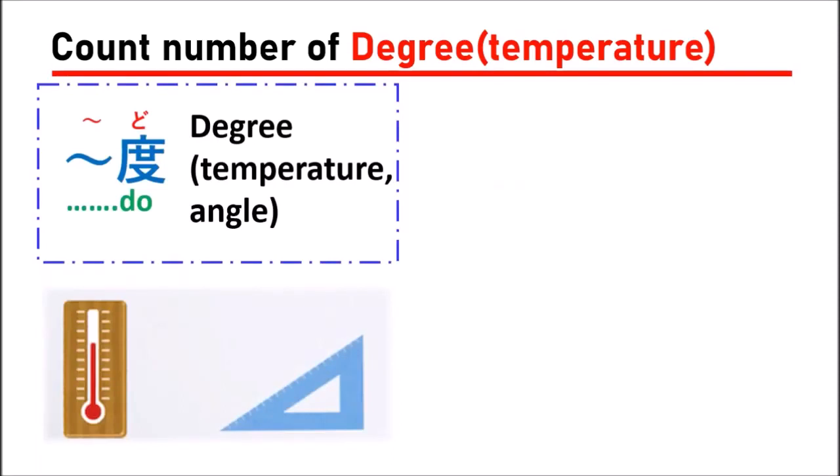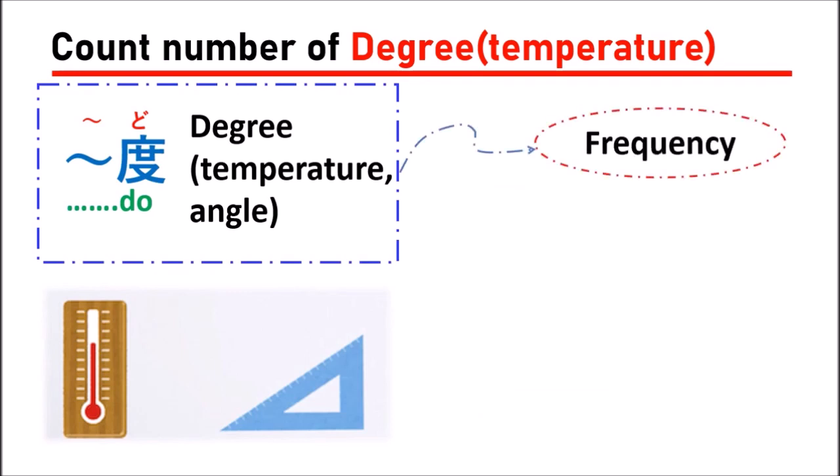In Japanese, they use the unit of "do", which means "degree" in English. The degree is meant for temperature or angle. If you want to count the temperature or the angle, you can use "do". So let's see how to count.